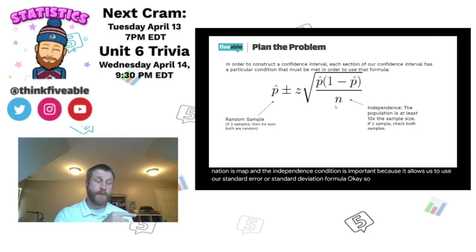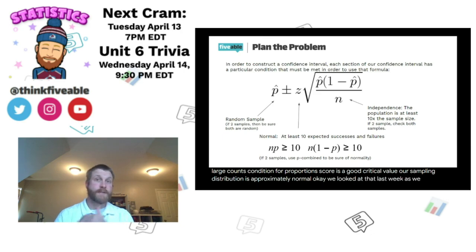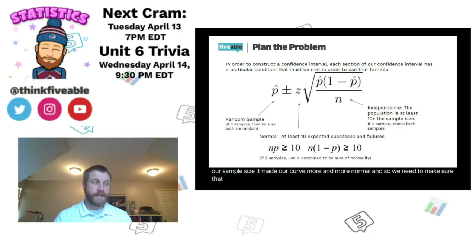So random goes with our point estimate, independence goes with our standard error, and then normal, which is the large counts condition for proportions, tells us that the z-score is a good critical value. Our sampling distribution is approximately normal. We looked at that last week. As we increased our sample size, it made our curve more and more normal. We need at least 10 expected successes and failures. So n times p is at least 10, and n times 1 minus p, the complement, is at least 10.